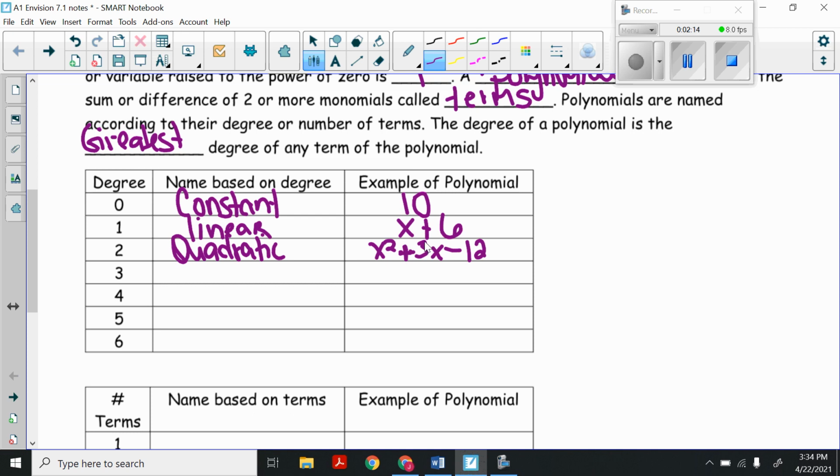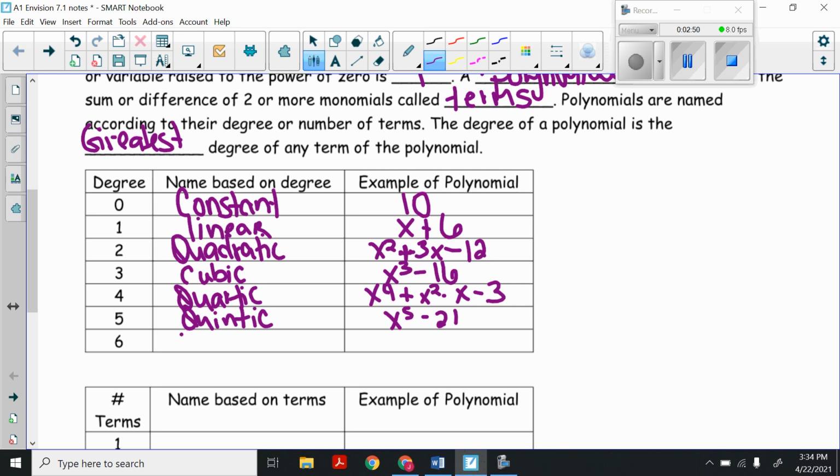So an example, x squared plus 3x minus 12. Third degree is called a cubic. An example would be x cubed minus 16. Fourth degree is referred to as a quartic. An example would be x to the fourth plus x squared minus x minus 3. Fifth degree is called a quintic. An example, x to the fifth minus 21.